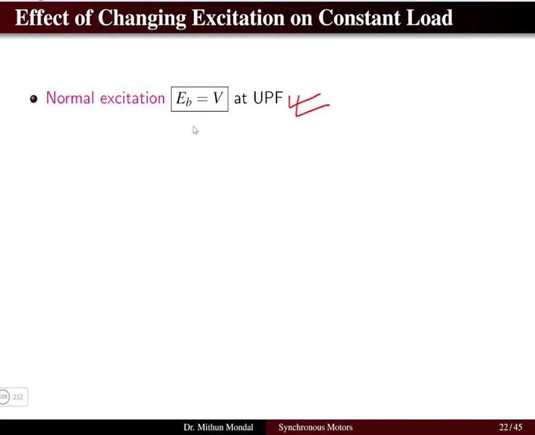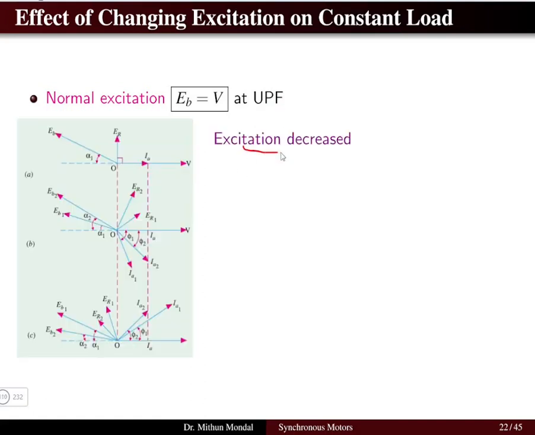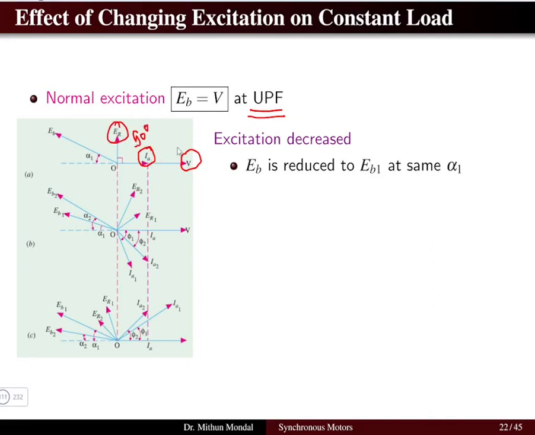Normal excitation means the induced EMF EB, that is the back EMF, is equal to the supply voltage V, and the condition will be the unity power factor condition. So now excitation will decrease. From the normal excitation, we will decrease the excitation and try to understand the dynamics of the synchronous motor. Since it is at unity power factor condition, the voltage and the current are in phase with each other, and the resultant EMF ER is at 90 degree with respect to V, because the value of RA is very less than XS, that is the synchronous reactance.